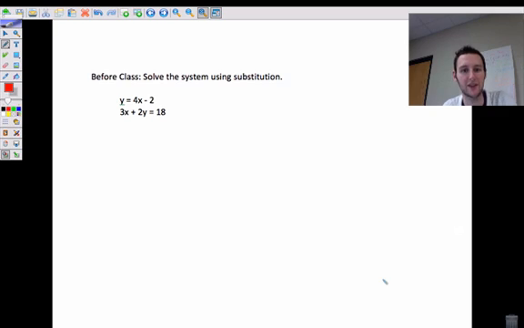Your before class is solve this system using substitution. Okay, so you've got one equation that's already isolated, substitute it into the other one, and go ahead and solve it and bring the solution with you to class.